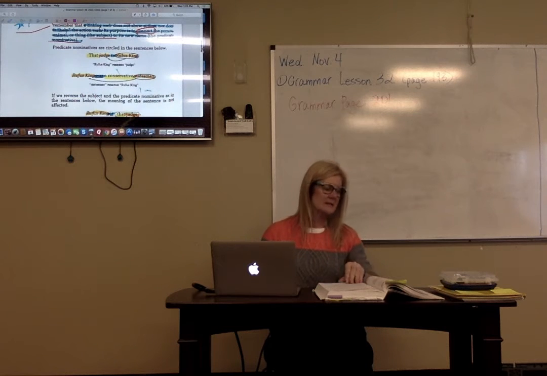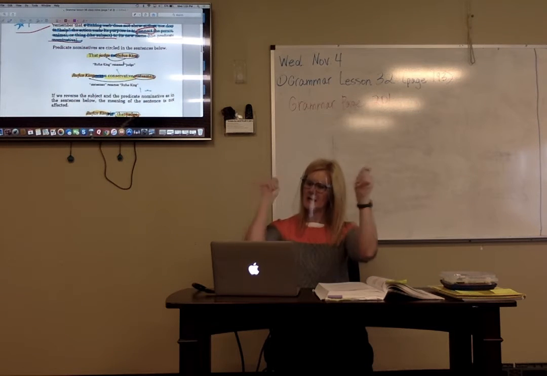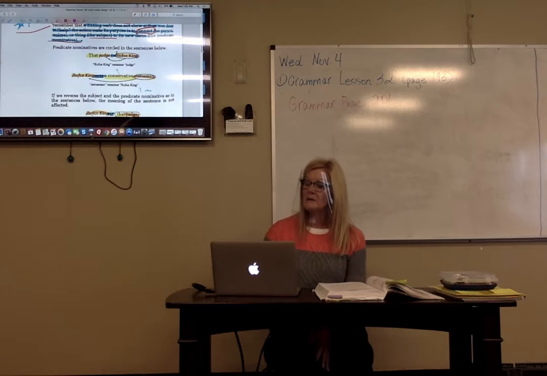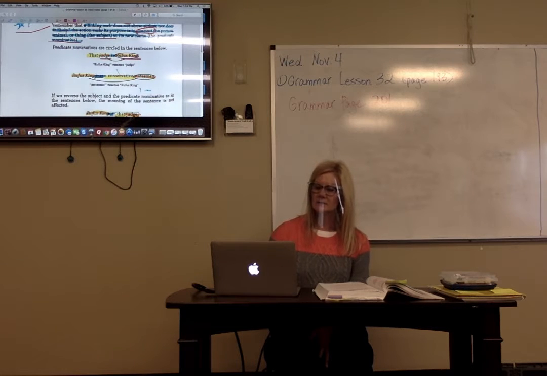All right, so underneath 212, grab your highlighters. So here I have the linking verbs highlighted in blue. Is. And is connects Judge and Rufus King. I have another one. Was. Was is a linking verb. And it connects Rufus King and statesman.